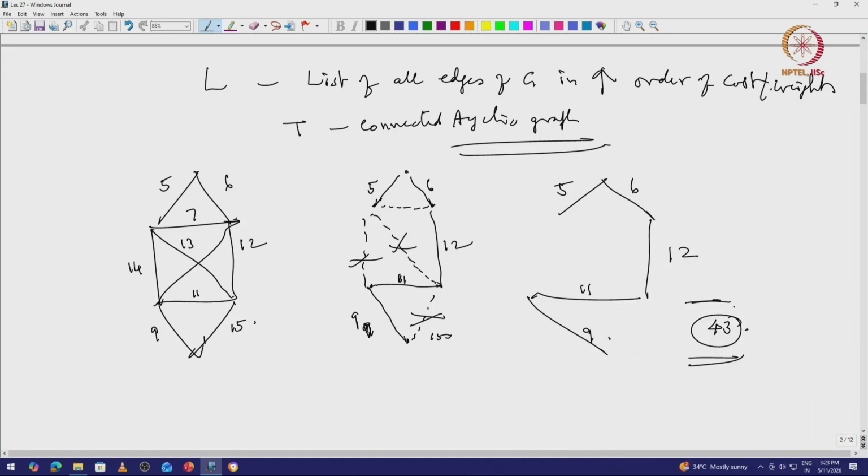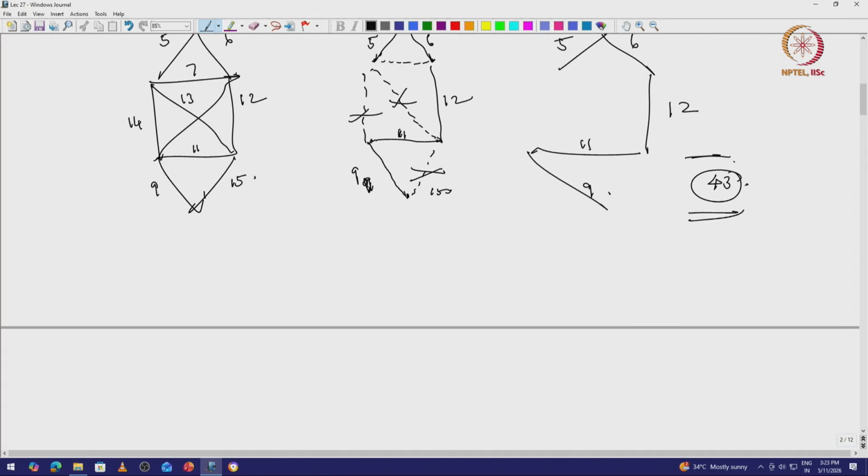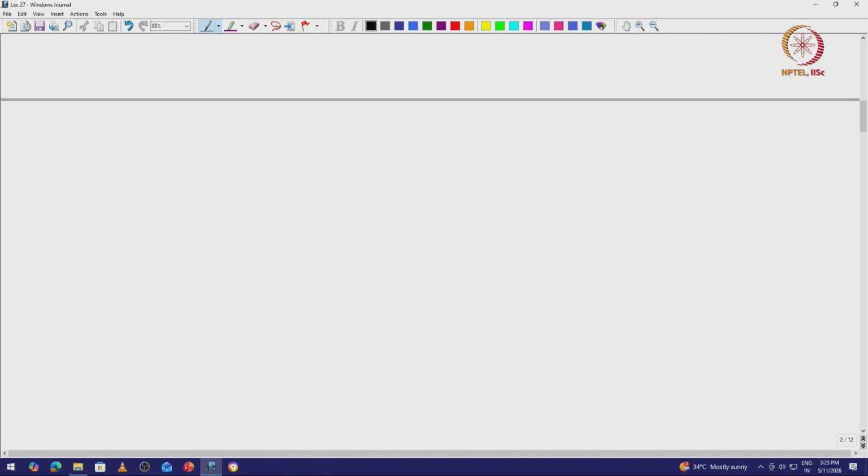Therefore, here is the pseudocode. Kruskal's minimum spanning tree. Input is G equal to V, E, W. That is all is the input. Output is a minimum spanning tree.